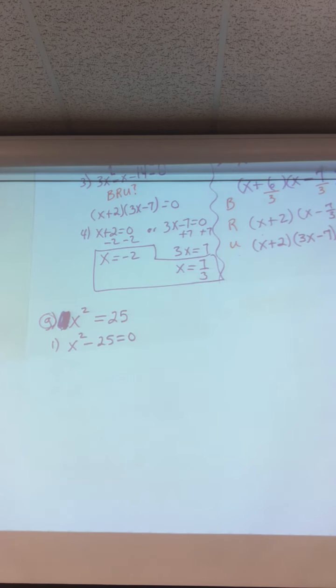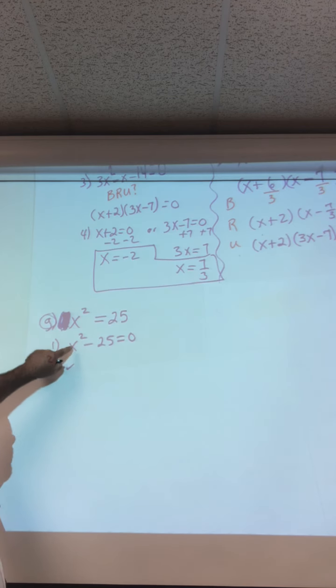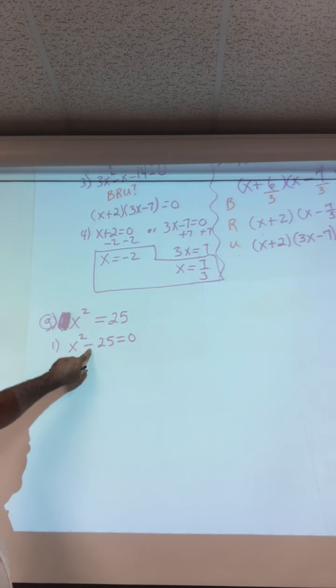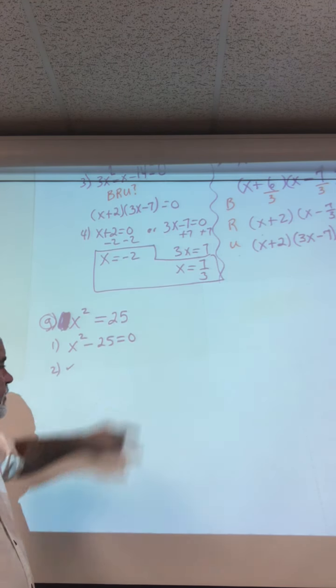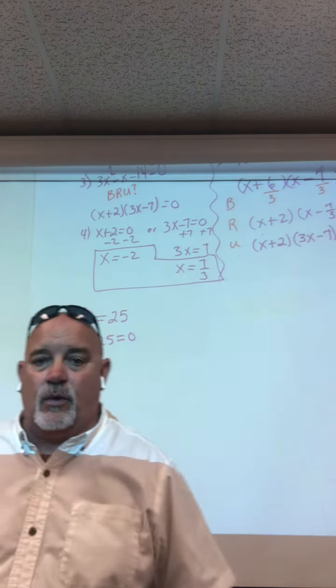Step 2, put it in the right order. It is. You said, now wait a minute, Mr. Rainer, it's missing a middle term. It is, but it's still in the right order. The x squared, there's no x, but then the constant equals 0. So it is in the right order.